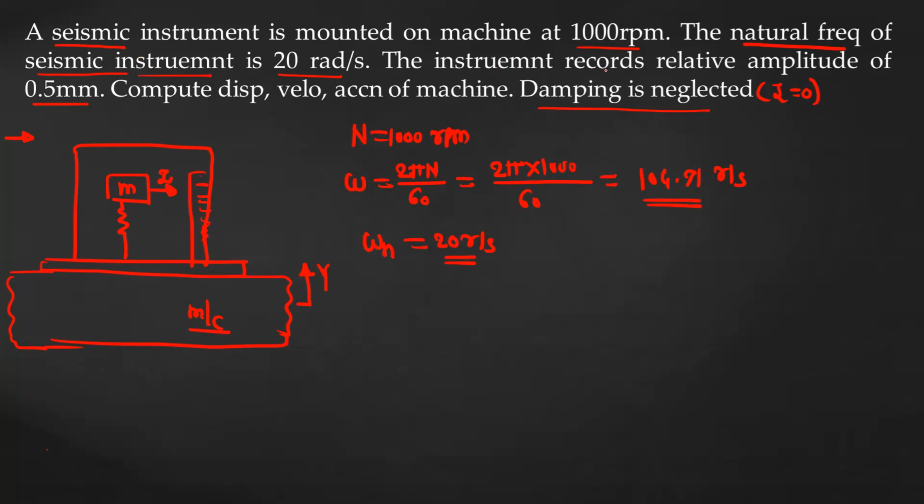The instrument records the relative amplitude of 0.5 mm. That means directly the Z value is given. So this is basically a vibrometer, not an accelerometer. So Z value is given as 0.5 millimeter, and we have to find out the displacement, velocity, acceleration of the machine. For the machine, the displacement is capital Y. Then we have to find out the velocity and the acceleration, and zeta is 0.